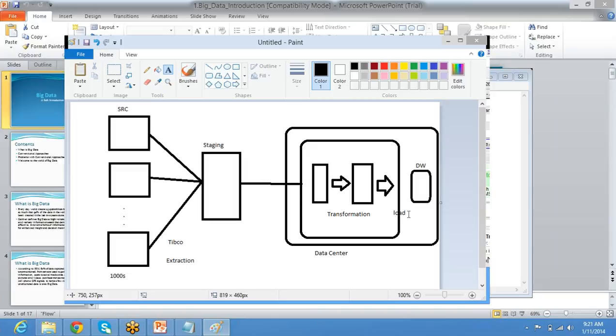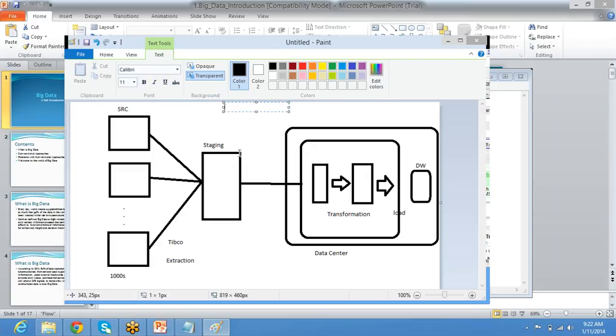Okay. Can you give an example of a data warehouse? For your conventional data warehousing, it can be, say, Oracle or DB2. Okay. So this is the typical conventional system, I should write.